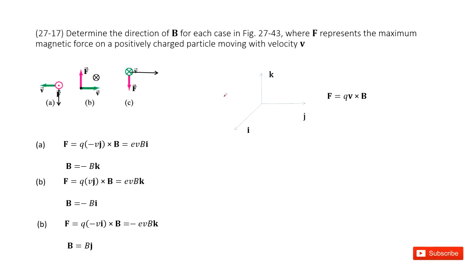Let's look at problem 17 in chapter 27. Chapter 27 is about magnetism. There we need to determine the direction for B for each case, right?